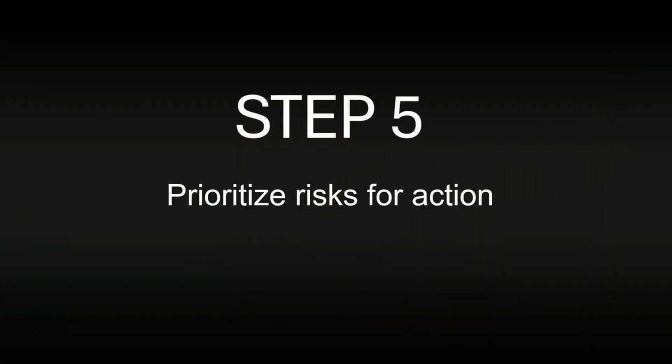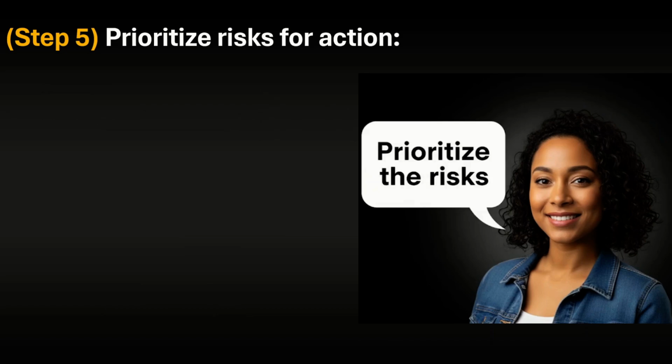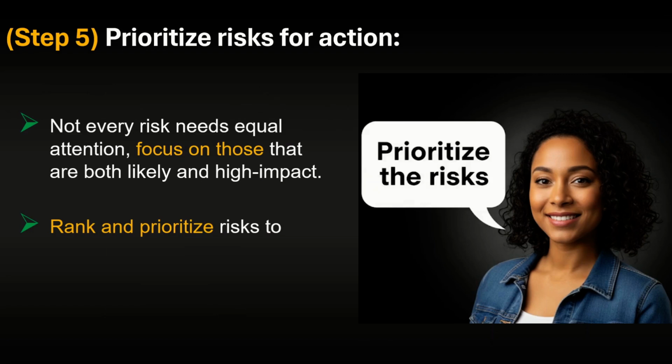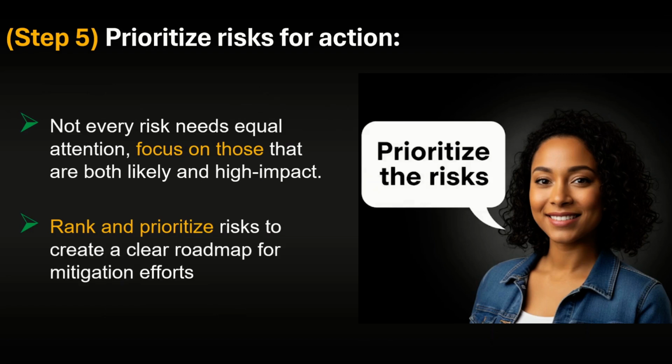For step number 5, you want to prioritize risk for action. What do I mean by that? Not every risk needs equal attention. You want to focus on those risks that are both likely and high impact. Rank risk to create a clear roadmap for mitigation efforts. This one is very important, ranking risk to create a clear roadmap for mitigation efforts, specifically because it has to do with that prioritization.